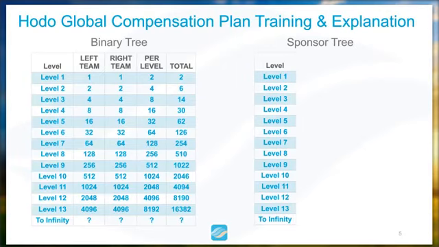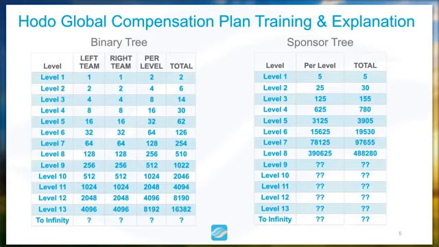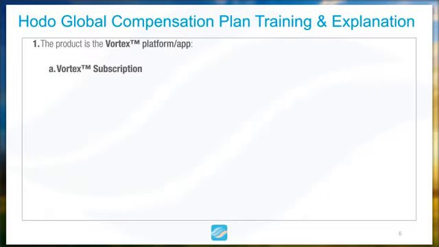The sponsor tree is different, though. There is no forced positioning or placement or anything like that. So if you sponsor five, they're all going to go on your front line. If they sponsor five, and this is just a way to show a progression of a sponsor tree, okay? We really don't ever go past level eight in showing how a sponsor tree progresses, because the numbers just get too insane. But are we okay from that point, Angel? Can you go back to the previous slide, please?